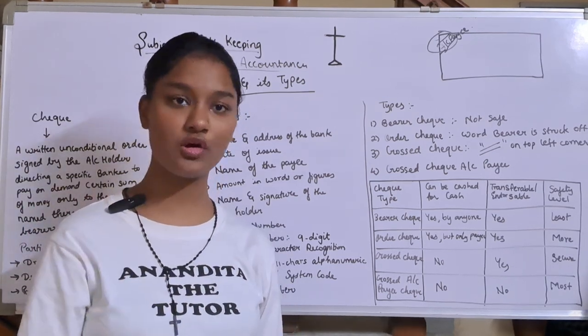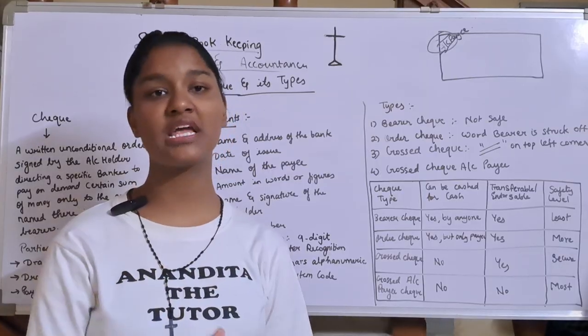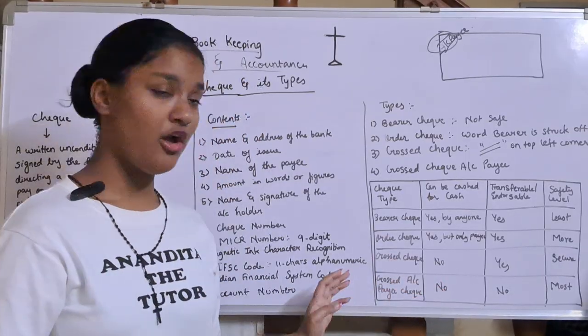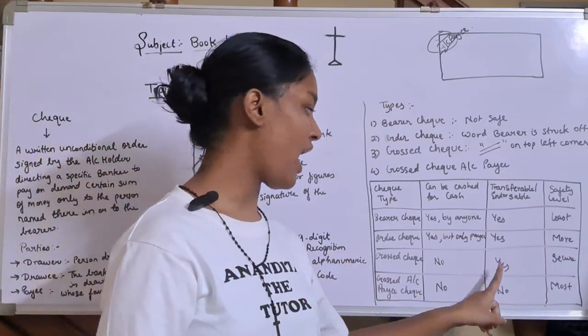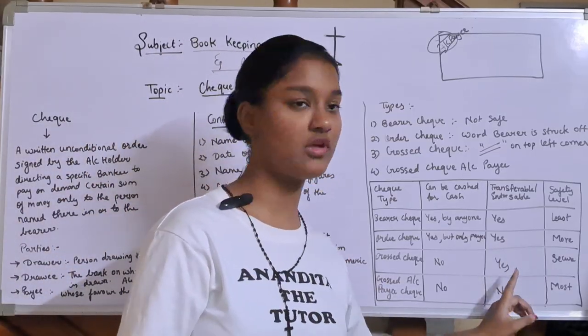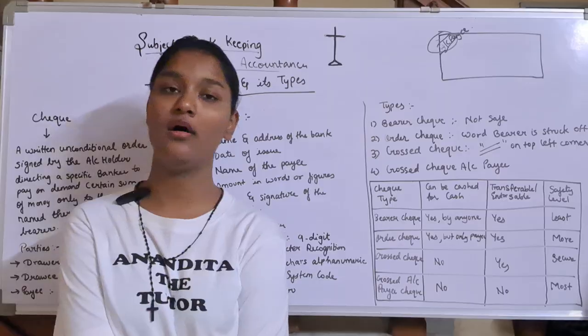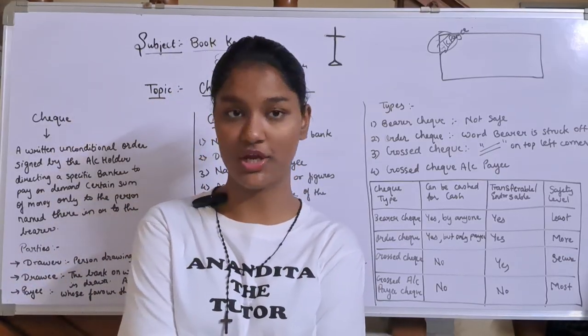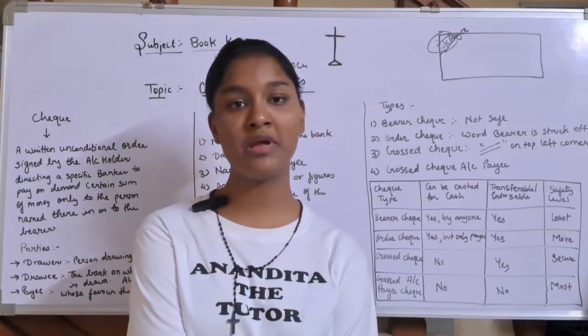Okay, if it is not crossed, then the bank will give cash in my mom's hand. Okay, I hope you all are understanding, and it is endorsable. Suppose I want to pay it to someone, like say an agent. Okay, so I can write my agent's name.